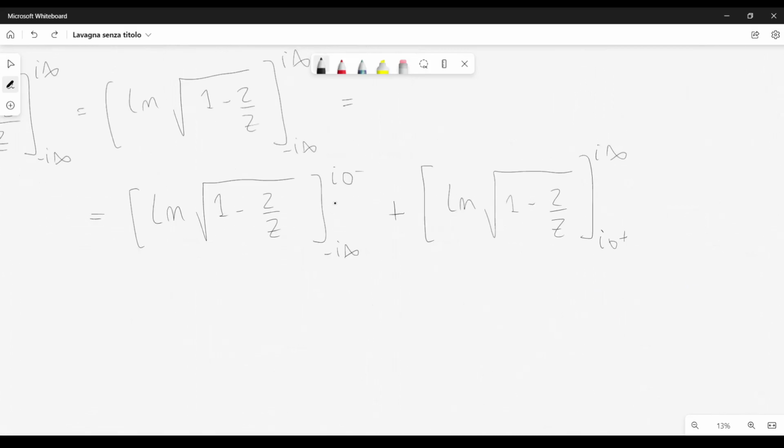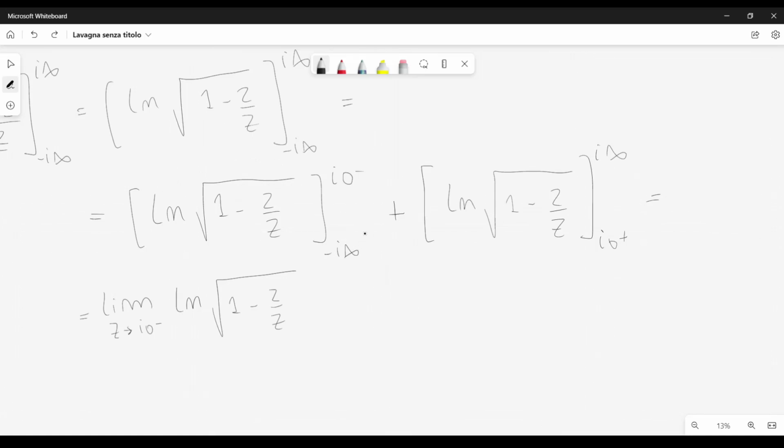And now when we consider, for example, this one, we have to be careful again. We have to be careful again because there is still a limit. We have to calculate the limit as z goes to i0 minus here of the expression logarithm of square root of 1 minus 2 over z and subtract this same expression, but instead of z I have to replace minus i infinity.